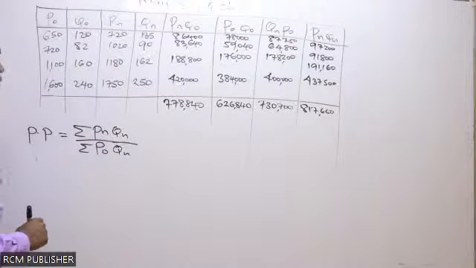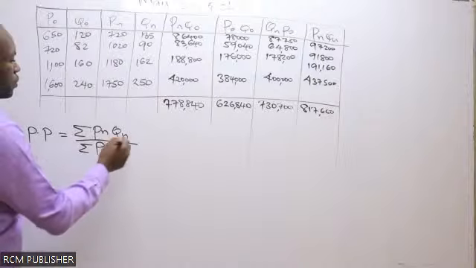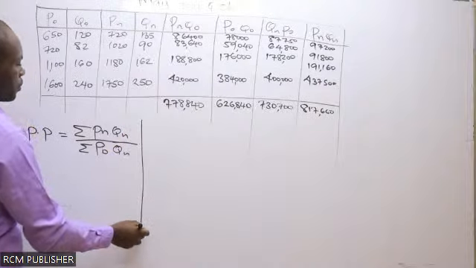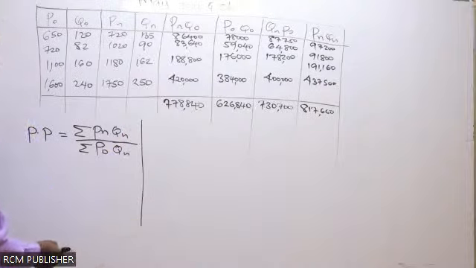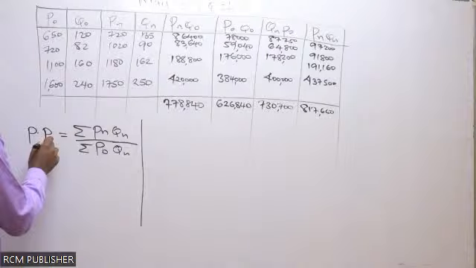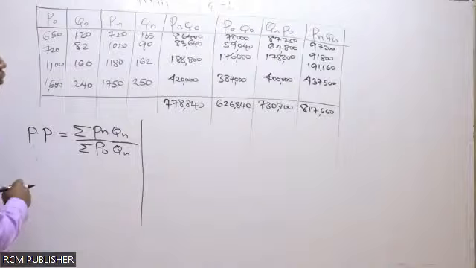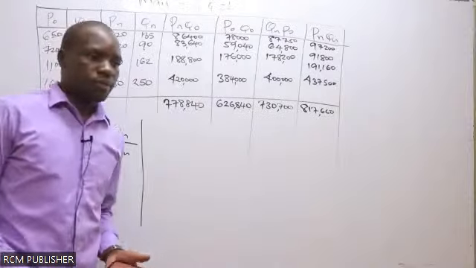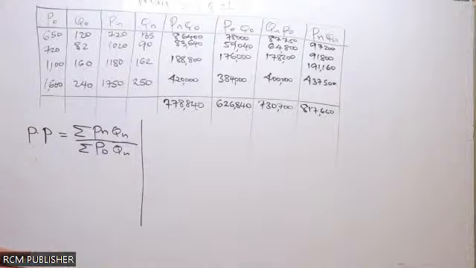Do we have the two columns? POQO. It's 697,040. Which one are you referring to? Yes, which one? POQO.